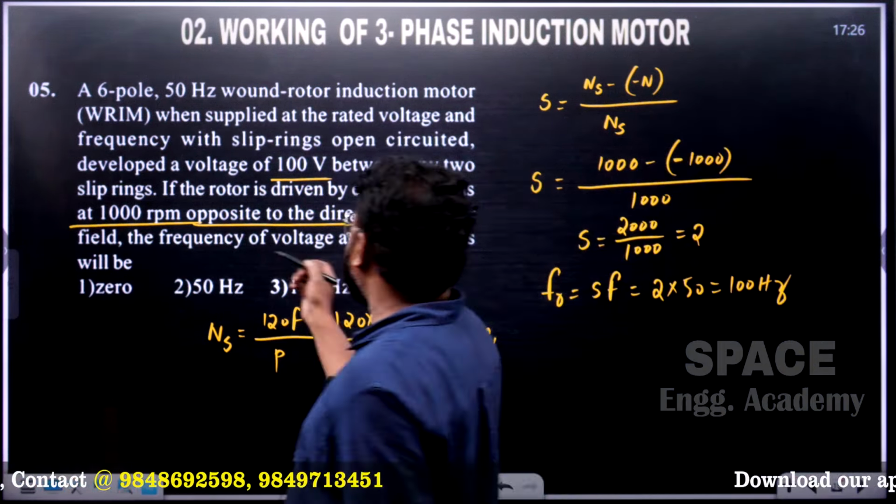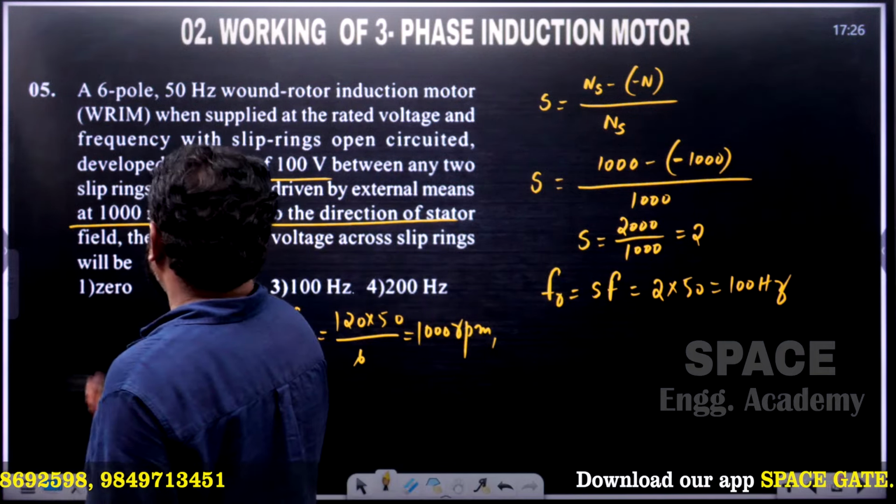So that is the frequency of the voltage across the slip rings.